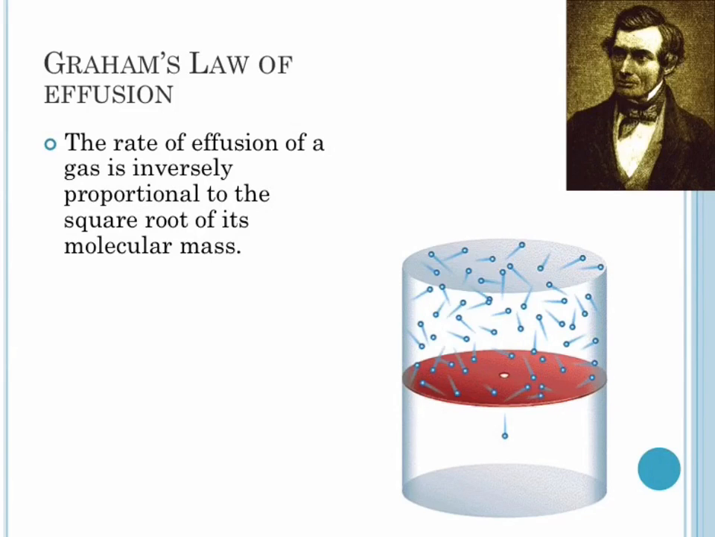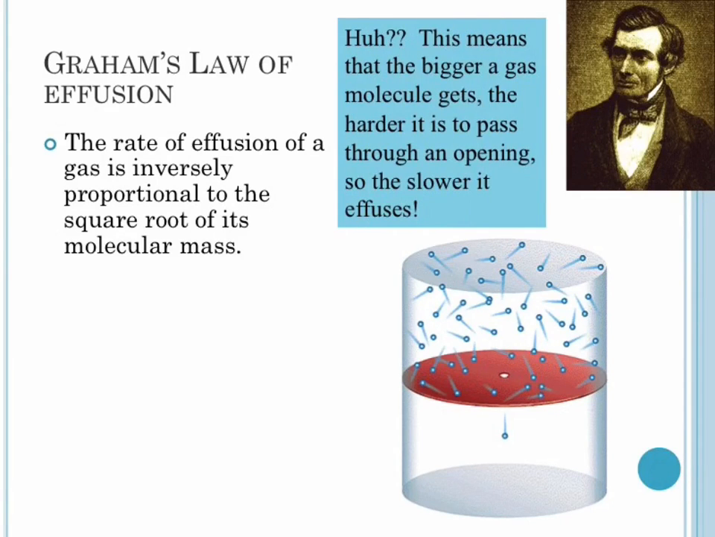The rate of effusion of a gas is inversely proportional to the square root of its molecular mass. What that is saying is that the bigger the gas molecule is, the slower it's going to be, and the harder it's going to be to pass through an opening.